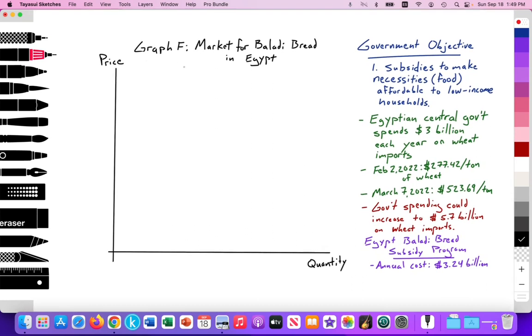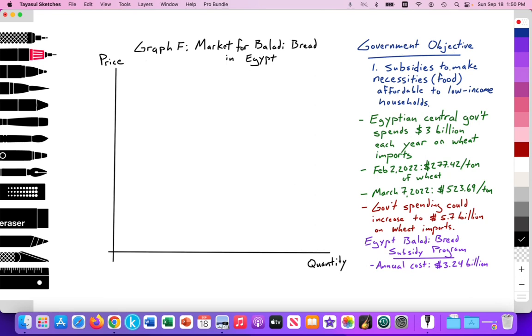So that question requires that we provide a model, subsidy model. So I've labeled this graph F to distinguish it from the previous graphs I've drawn for this paper 2. It will be the market for Baladi bread in Egypt. I'm measuring price on the y-axis, the quantity, supply and demand for bread on the x-axis. Again, I have some mental notes that I could include in my analysis.